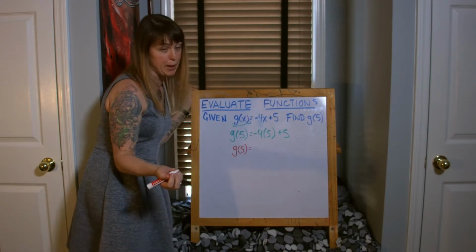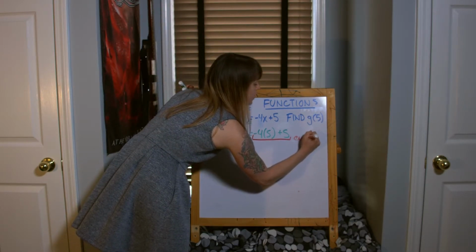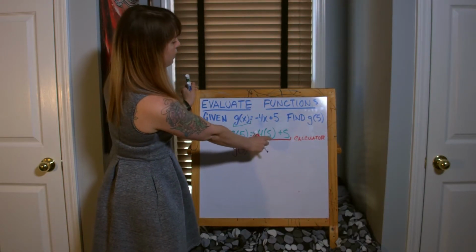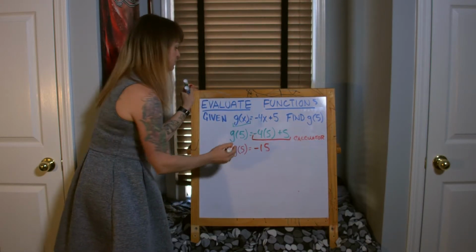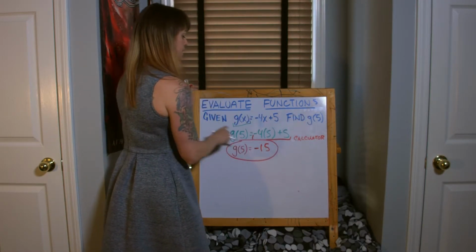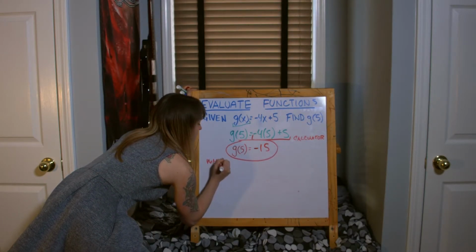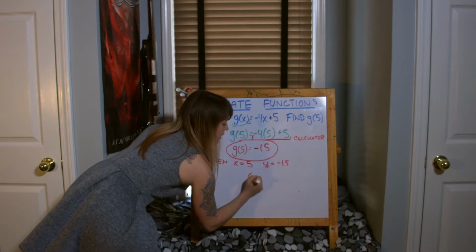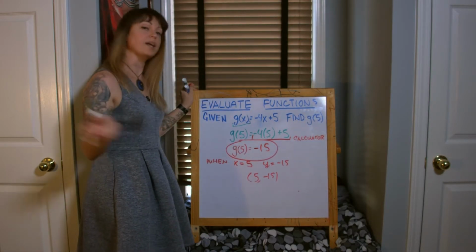At this point, I would just put it in the calculator, right? So I would put all of this in the calculator or my brain. Brain is always good, but if your brain's not working right now, negative 20 plus 5 would be negative 15. So when it says evaluate functions, all it's asking you to do is plug this in. And what g of 5 equals negative 15 means is, when x equals 5, y equals negative 15. It would be like a coordinate point that we could put on a graph. So that's all it means. Plug it in, what do you get?